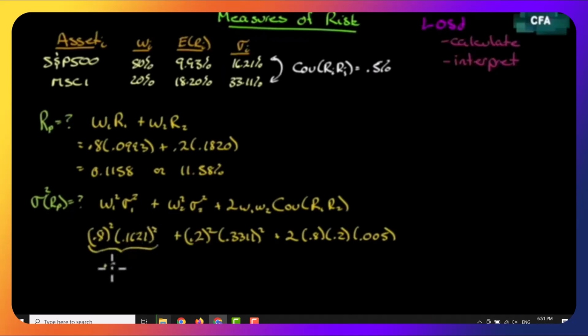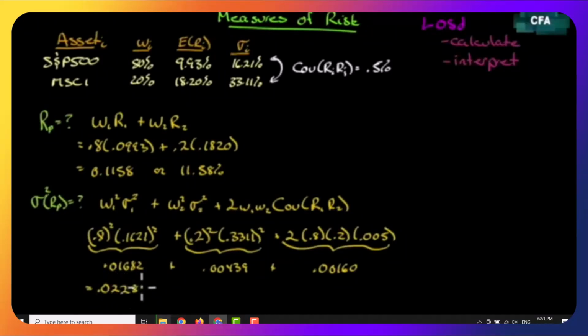Calculating this, we'll get 0.01682 plus this will give us 0.00439 plus 0.00160. And if we add them all together, we will get 0.02281. The standard deviation then of the returns is just the square root of what we just got, 0.02281, which will give us 15.10%. There we go. That's the calculate.